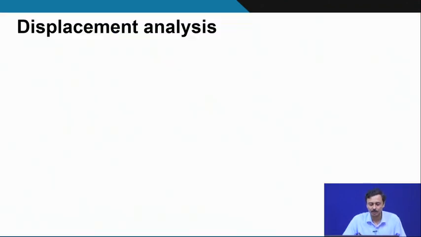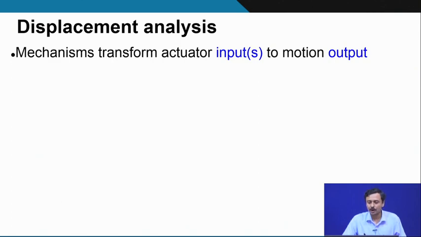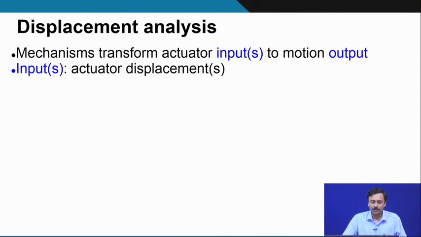So, displacement analysis, as I just mentioned, is about wanting to know the input output relation. We know that a mechanism transforms the actuator inputs to certain motion outputs. There can be multiple inputs, but usually there is one output. So, this input output relation is the subject matter of displacement analysis. Inputs are the actuator displacements. For example, in case of a rotary motor, what is the angle by which the motor rotates? In case of a hydraulic actuator, it will be the throw or extension of the hydraulic actuator. So, these are the inputs.